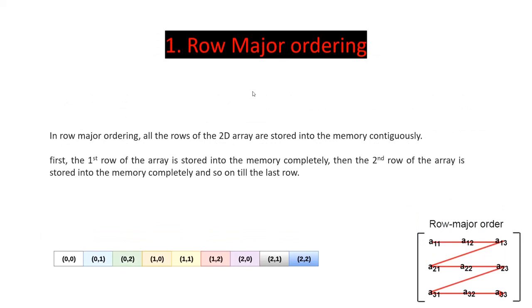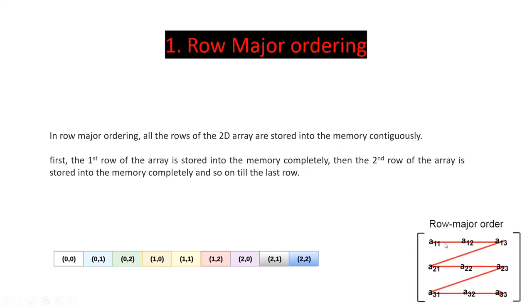First we will discuss row major ordering. In row major ordering, all the rows of the two-dimensional array are stored into the memory continuously. The algorithm is: the first row of the array is stored into the memory completely. After its completion, it will go for the second row, which is stored into the memory completely. And next the third row and the fourth row, and it goes on like that till the last row. So this is the representation.